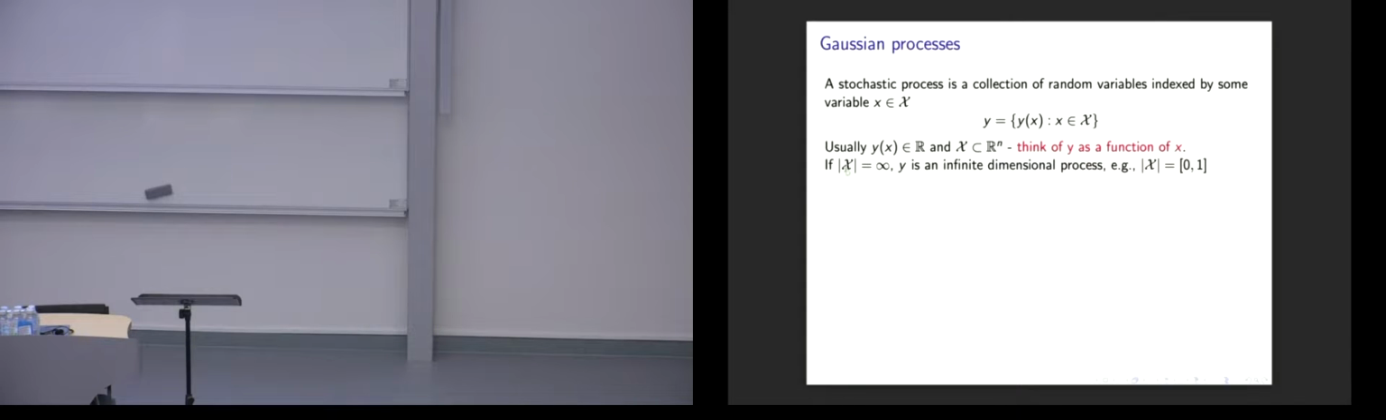And if the size of x is infinite, then y is an infinite dimensional process. There's an infinite number of terms in my stochastic process. So for example, if I let my index set be the interval 0 to 1, all the real numbers between 0 and 1, there's an infinite number of them. So I've got an infinite number of random variables. Each index has a random variable associated to it, and so I've got an infinite number of those things.